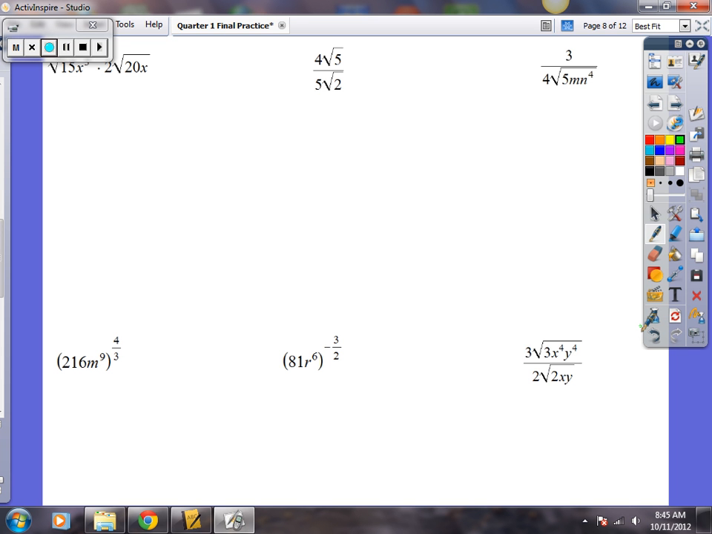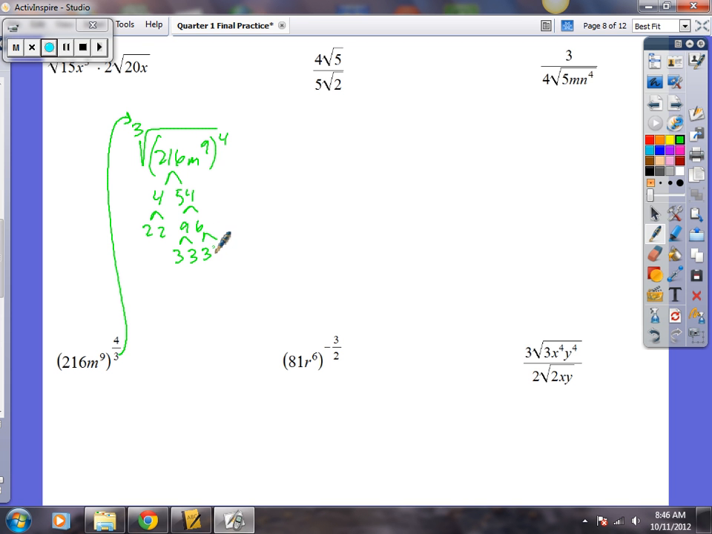Okay, if you morph this guy, you're going to write your radical and 216m to the 9th. Your denominator is always the index. So it's going to be the cube root of this to the 4th. Okay, now 216. Anytime you've got a number under the radical, let's do its prime factors. So 216, I'm going to break that up. I'm going to go 4 and 54. I'm going to go 2 and 2, 9 and 6, 3 and 3, 3 and 2.